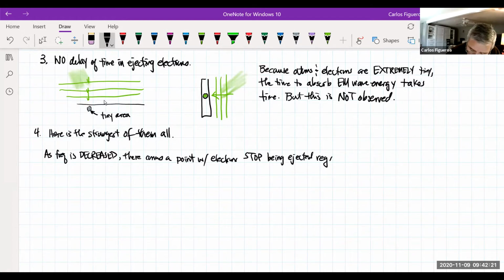Regardless of the blinding, how do you spell blinding? I think it's like this. Blinding intensity of light, right? So if I decrease the frequency, there comes a point where the electrons stop being ejected regardless of how bright the light is.